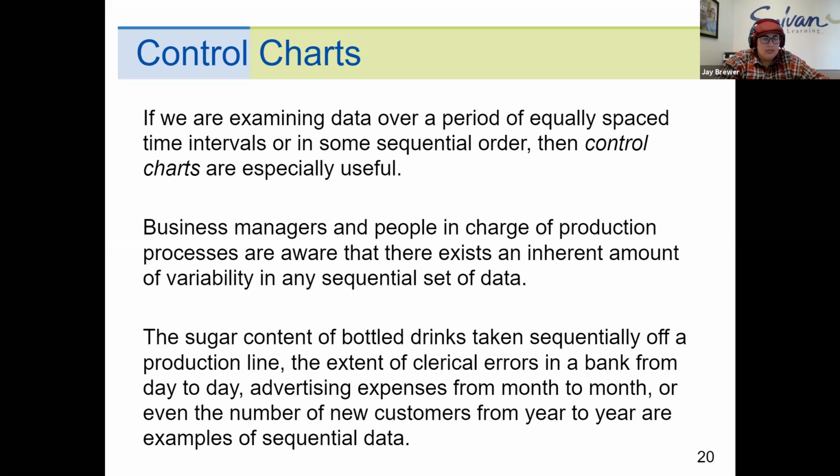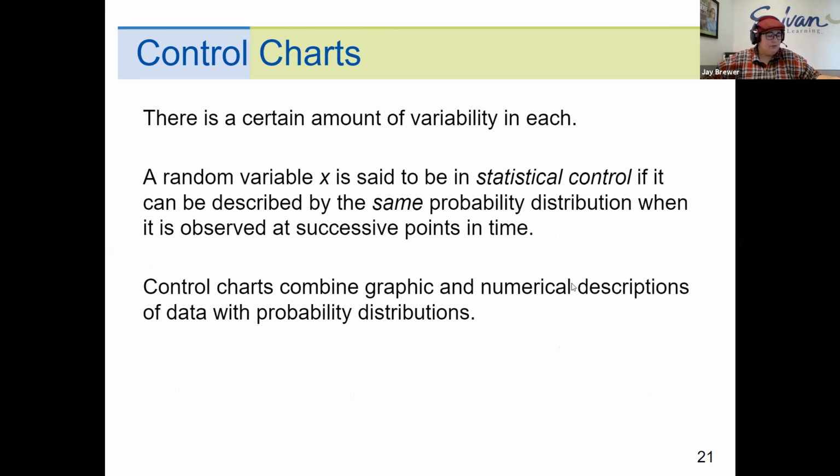The sugar content of bottled drinks taken sequentially off a production line, the extent of clerical errors in a bank from day to day, advertising expenses from month to month, or even the number of new customers from year to year are examples of sequential data. There is a certain amount of variability in each.